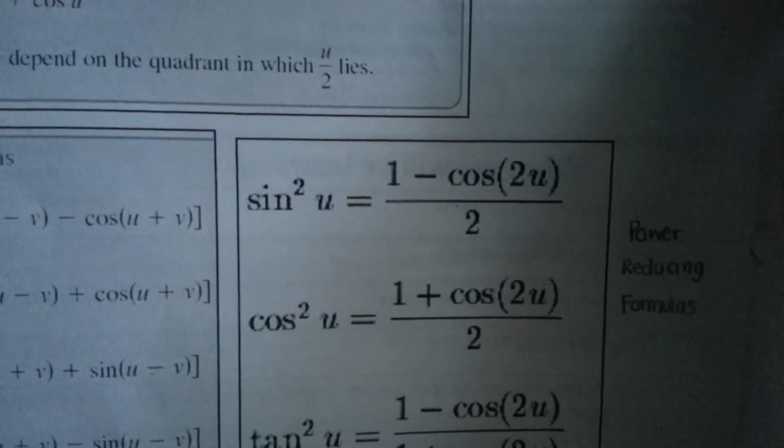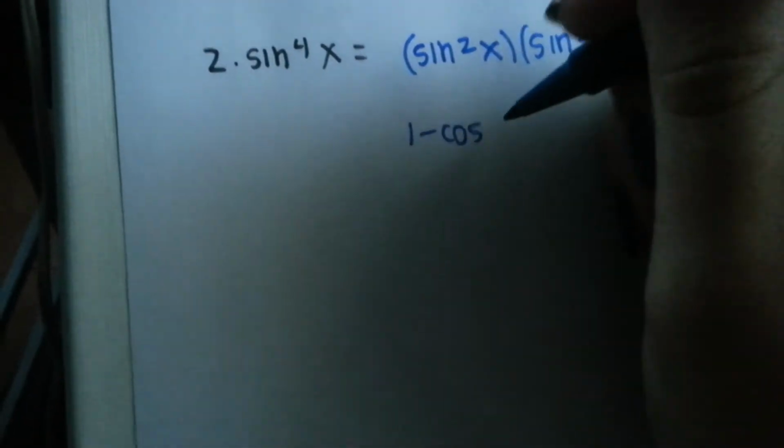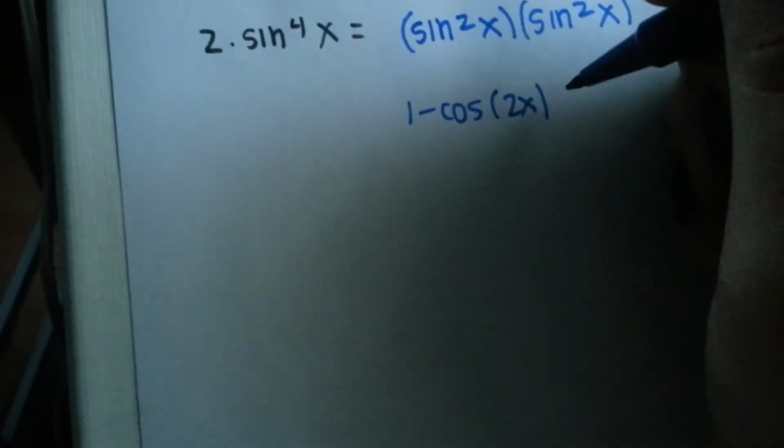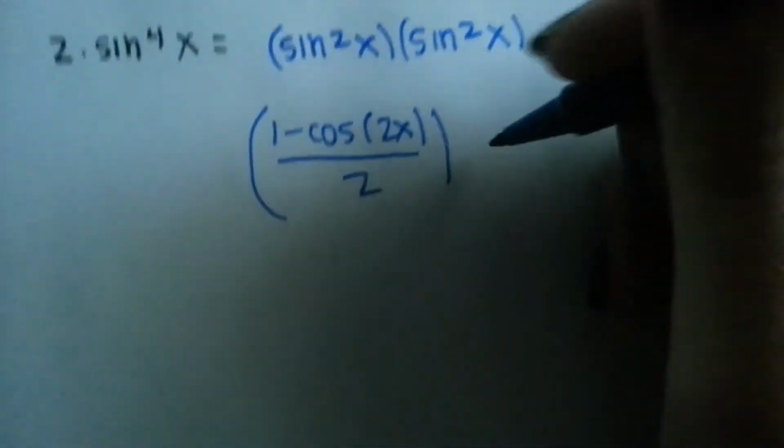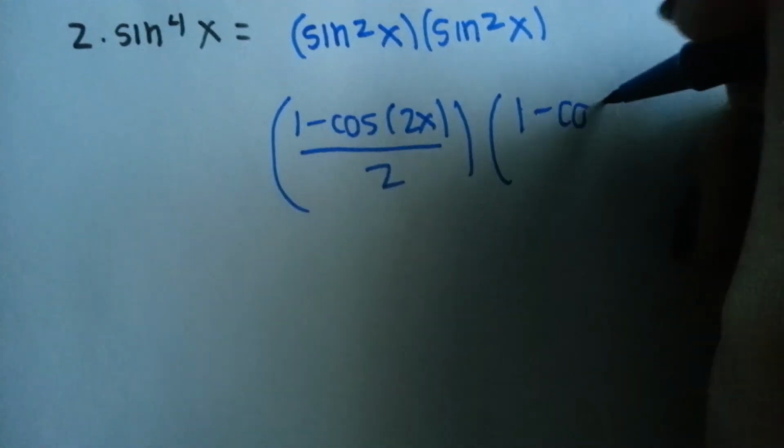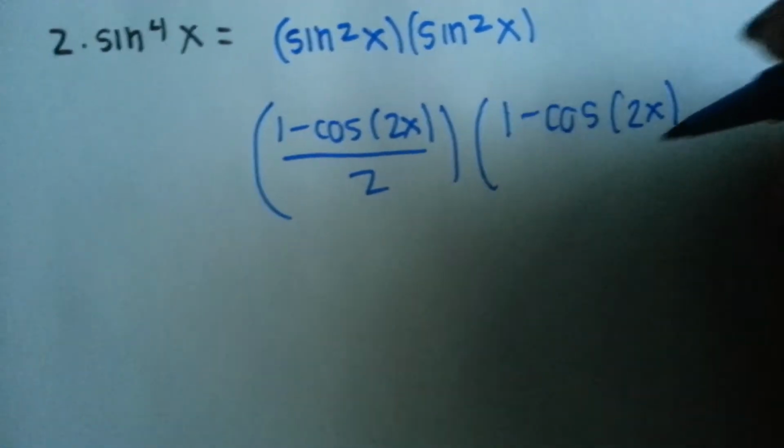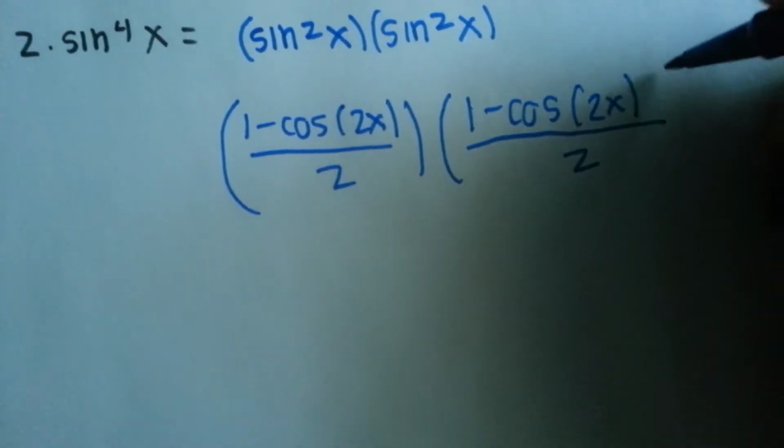So we're going to multiply that out. And now if we look in our power reducing formulas, we have sine squared u is equal to 1 minus cosine 2u over 2. So we're going to use that. So we're going to have 1 minus cosine 2x, because that's our variable x, all over 2 times, since we have another sine squared, we're going to have 1 minus cosine 2x over 2.